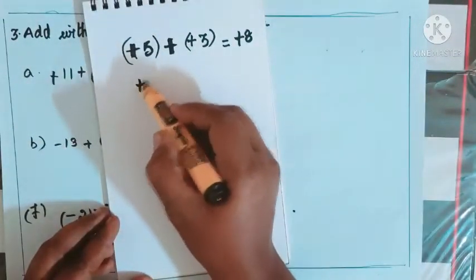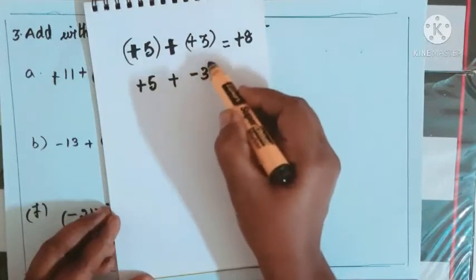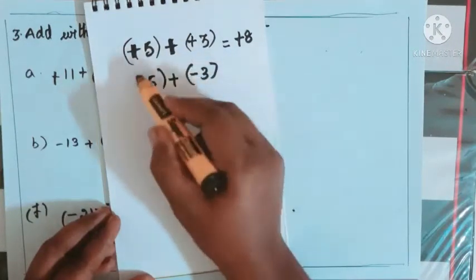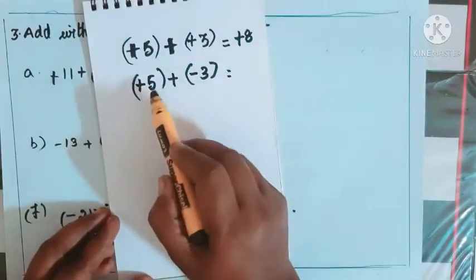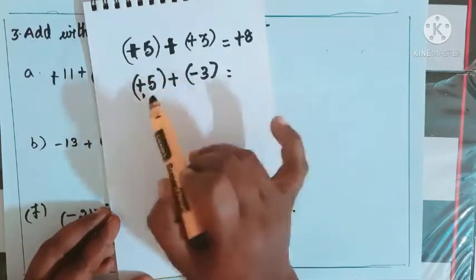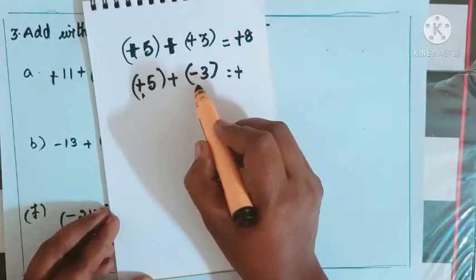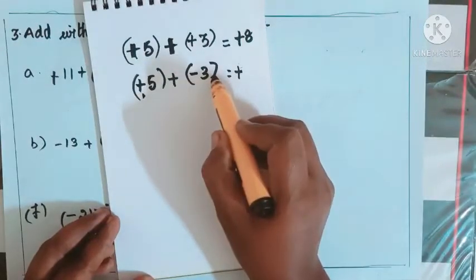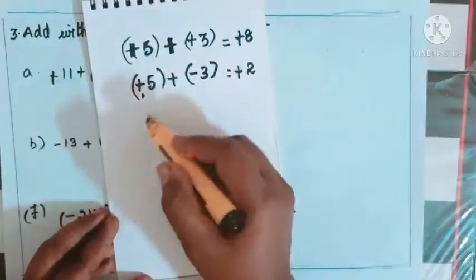Right. Now it is a change. Here it is plus 5 and a negative integer, minus 3. What will you do? Yes, you have to subtract and put the bigger number's sign. Of 5 and 3, which is bigger? Plus, isn't it? So put the plus symbol, but you have to subtract. So 5 minus 3 is what? It is 2.